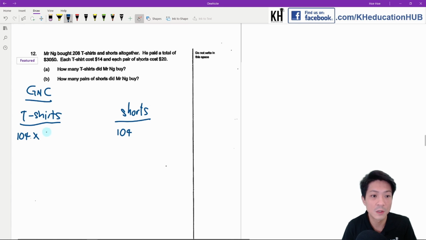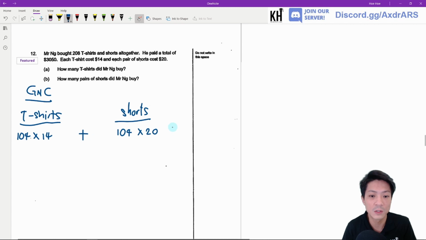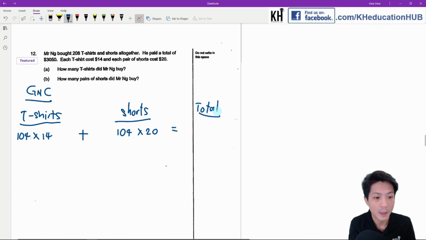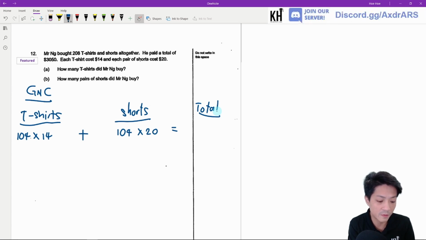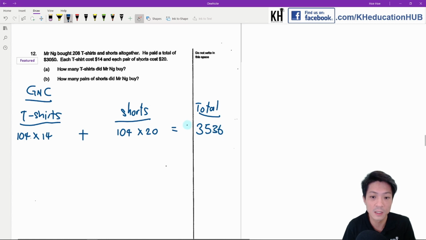Okay, each t-shirt will cost $14, and each pair of shorts will cost $20. What I need to do is find the total. Since this is Paper 2, you can use a calculator, and you should be able to get the answer pretty quickly. In this case, the total will be $3,536, right? Which is wrong.